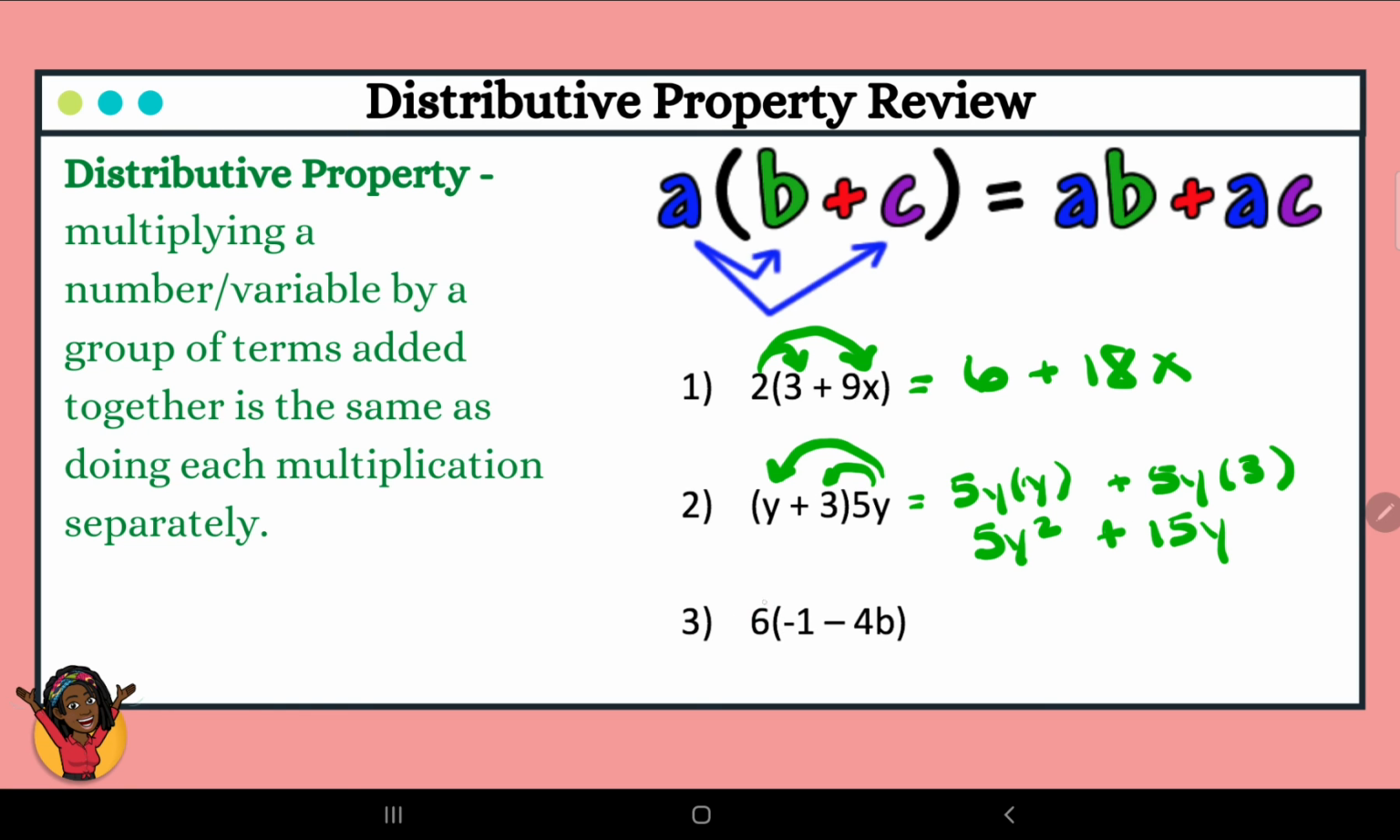Let's go ahead and distribute the 6 through to each value. This is a negative 1, so a positive times a negative remains negative. 6 times negative 1 is negative 6. And then 6 times negative 4b is a negative 24b.